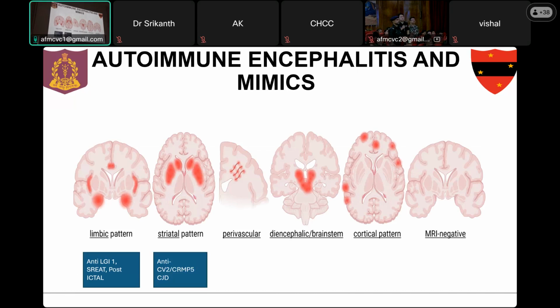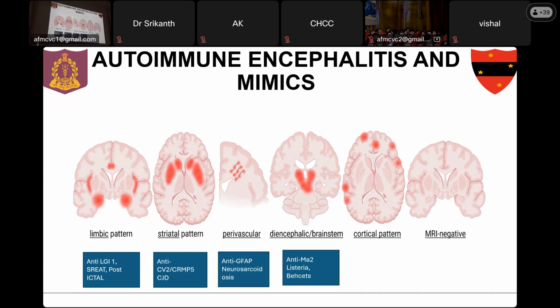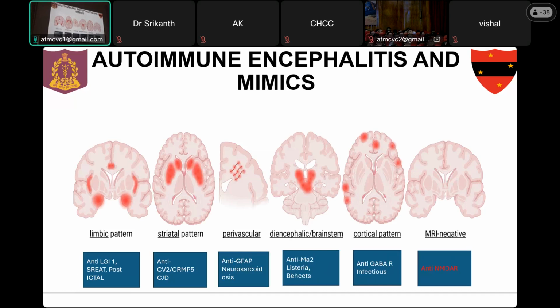Perivascular pattern. Please. So the perivascular pattern is seen in anti-GFAP, which is a new entry that has come in, or in cases of neurosarcoidosis. Then there is a diencephalic or basal pattern which is seen in anti-NMO or infections such as listeria or Behçet's disease. Then there is a cortical pattern which could be any infectious encephalitis or anti-GABA receptor encephalitis, or there could be an MRI negative, which is normally seen in anti-NMDAR.